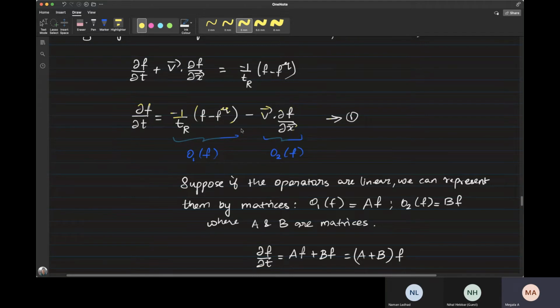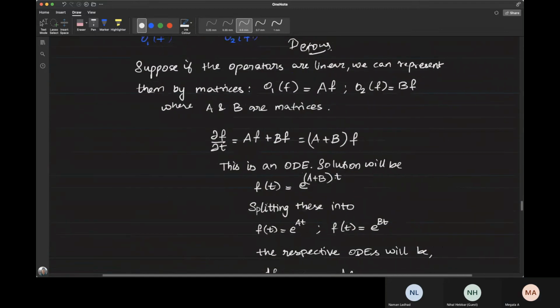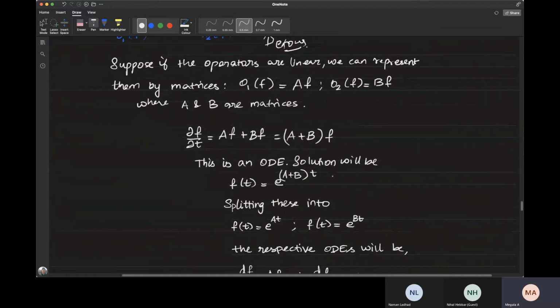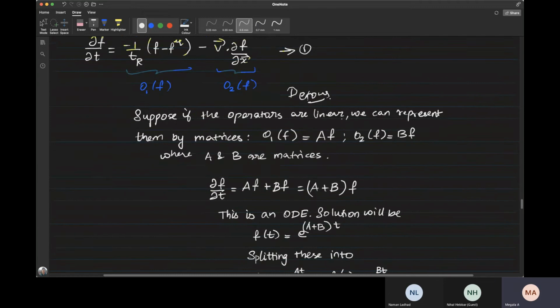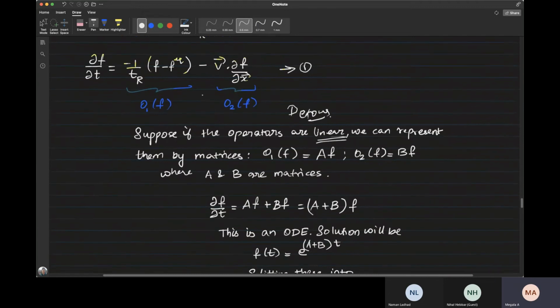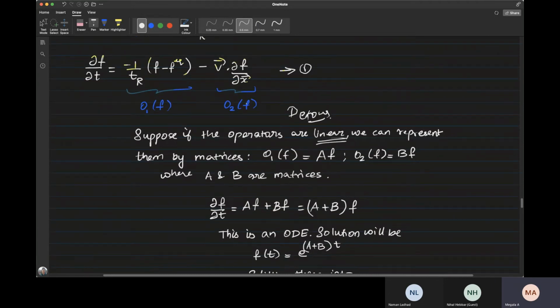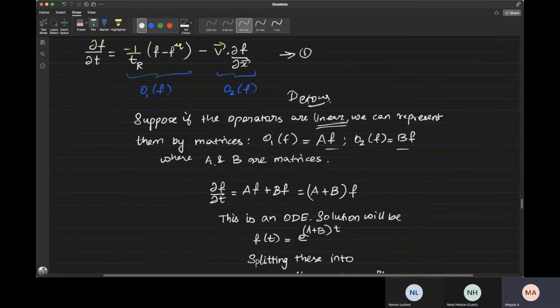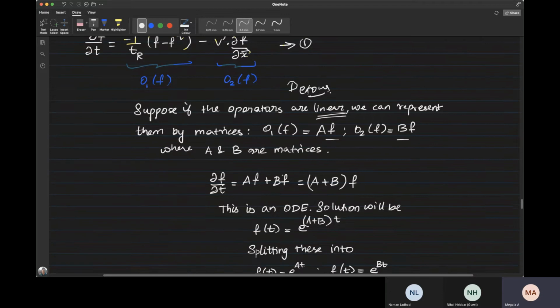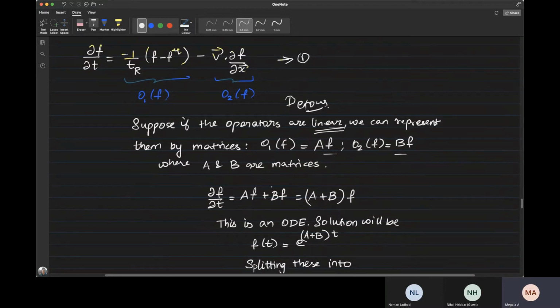Now let us pause here and go for a detour. Suppose the operators are linear; we can represent them by matrices. Here they are not linear, but suppose they were, we could represent them by matrices such as AF and BF, where A and B are matrices. So we'll have dou F by dou t equals AF plus BF. The same equation 1 can become dou F by dou t equals (A plus B) into F.